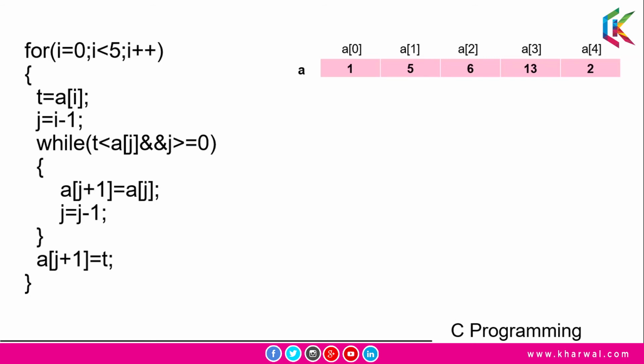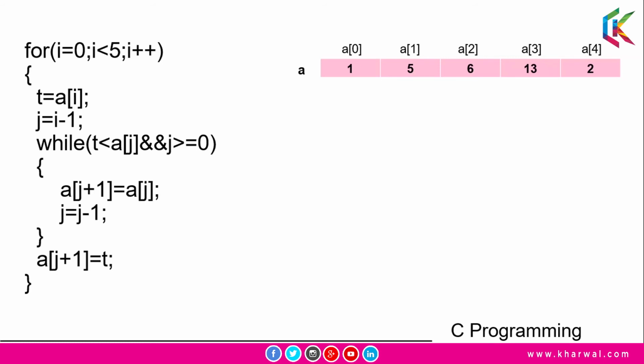So the value of i will be 4, and 4 less than 5, and this condition is true. So a of 4 will be assigned to t, and the value of a of 4 is 2. So the value of t will be 2, and the value of j will be 3, because the value of i is 4. So 4 minus 1 is 3. Now in the while loop, 2 less than a of 3. So it will be true, because 2 is less than 13, and 3 greater than equals to 0.